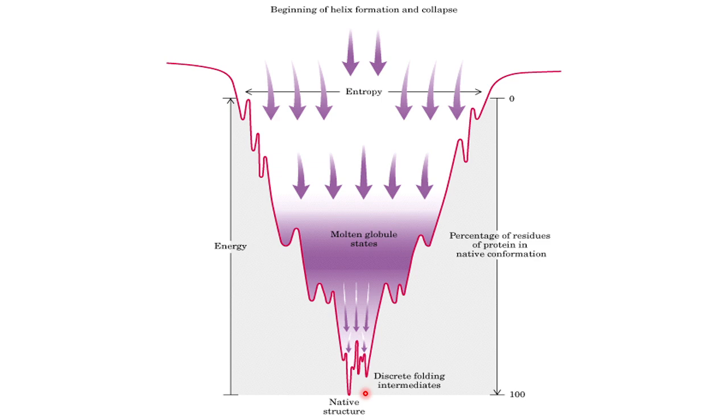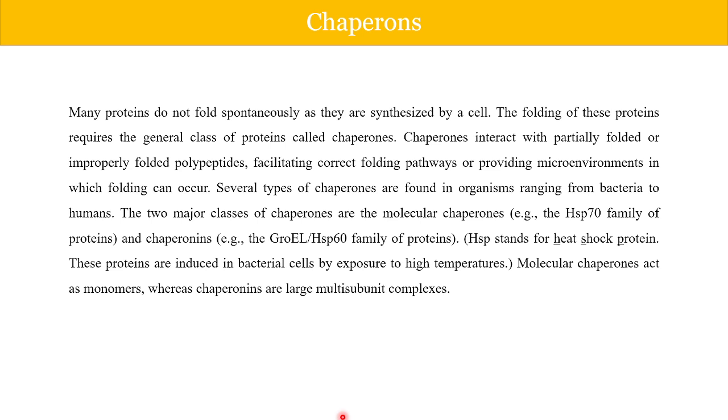Some intermediates can be there here and there, because after all there are a few flexible loop regions and flexible residues. Because of that you see a few bumps, but ultimately the native structure gets formed as the energy decreases, the entropy gets lowered, and most of the residues are in their native conformation. This is the native structure of the particular protein.